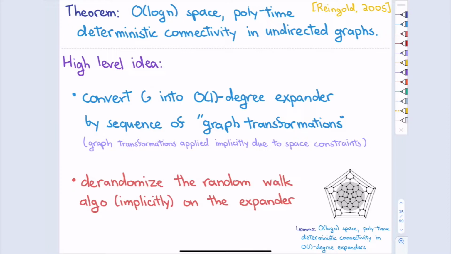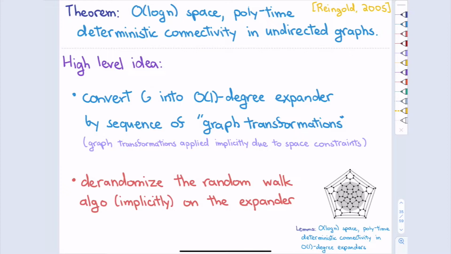Okay, so I'm going to take G and I'm going to gradually transform it into a constant degree expander. Now, we only have logarithmic space. So I can't actually take G and rebuild an entire graph and write it down, because that's, of course, taking n space.